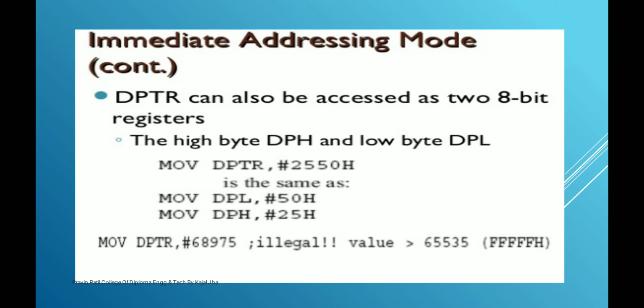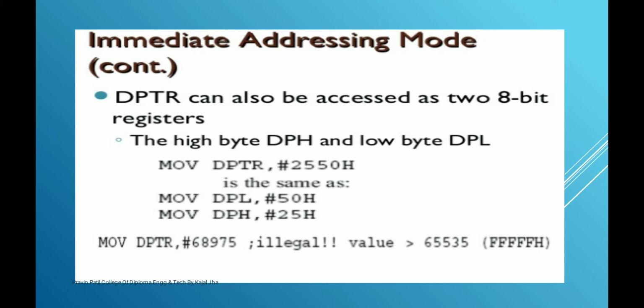So we have taken 50, that is 2550. So 50 is nothing but the LSB of the operand. Okay, this is the LSB of the 16-bit operand. So we take DPL as 50H and MOV DPH, #25H. So we get DPTR equal to #2550H.